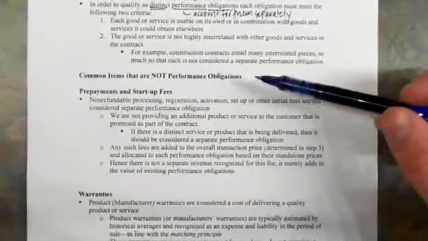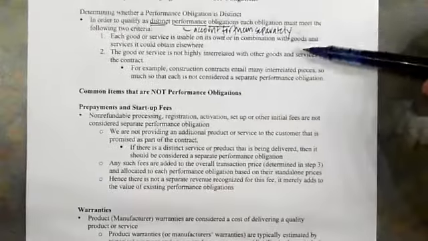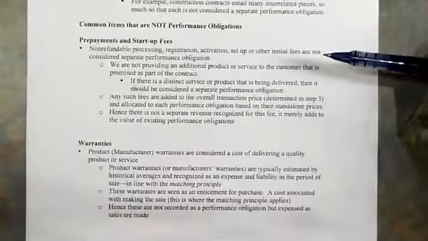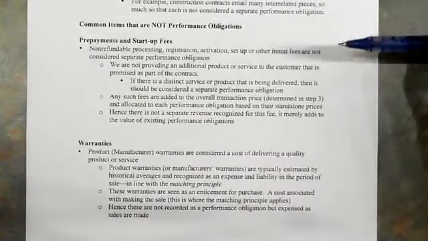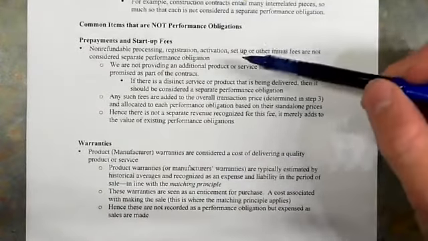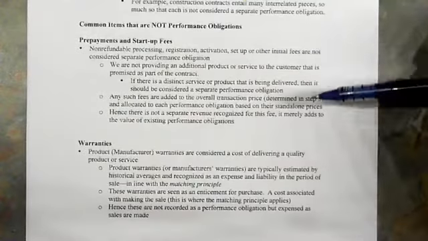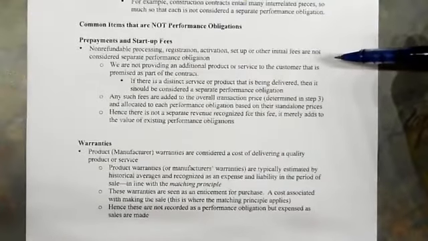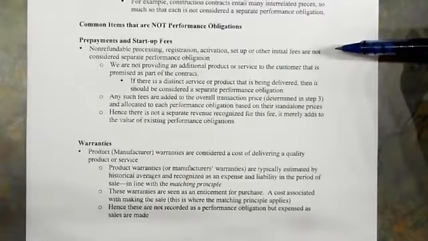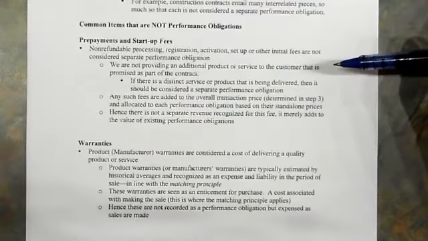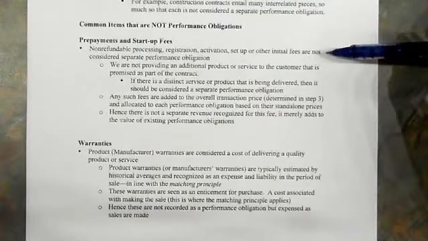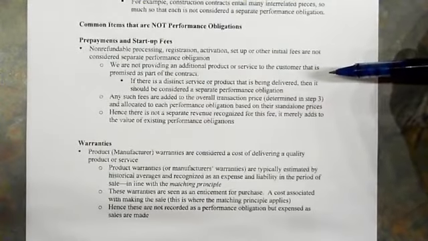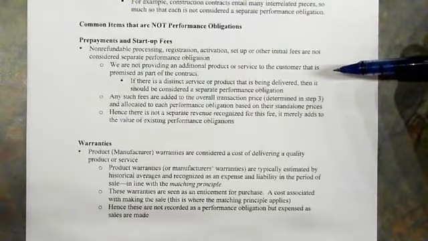Common items that are not performance obligations. So first, identifying the performance obligation. Now we're going to talk about items that just might seem like a performance obligation, but we don't treat them that way. So any startup fees, processing, activation, initial fees, registration fees. You've had these in different contracts that you sign. These are not typically. So the litmus test is: does it provide an additional product or service to the customer?